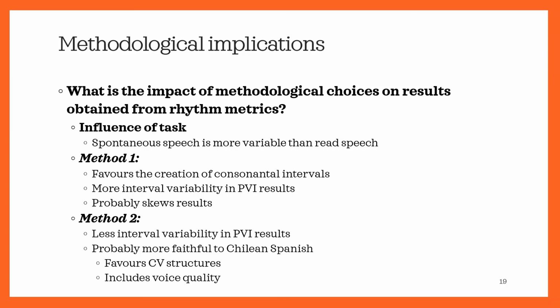Method 2 was less variable in terms of PVI, but more variable in terms of VARCO-C and percentage of vocalic intervals. It is possible that Method 2, given that it included the voiced vowels into vocalic intervals, among others, might be more faithful to Chilean Spanish because it favors less complex consonant clusters, more CV syllable structures, and includes extreme realizations of voice quality which are widespread in the samples. These are obviously preliminary results, and we need to include more data before attempting to draw conclusions.